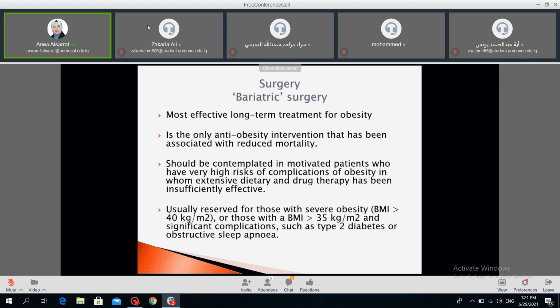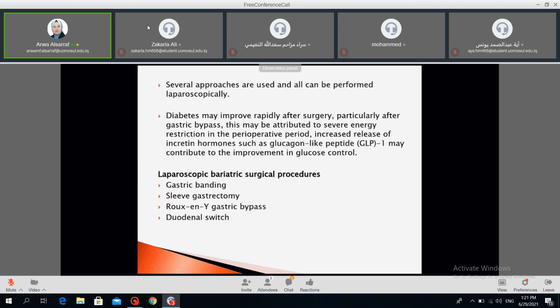Several approaches are used and all can performed by laparoscopy. فممكن تنعمل laparoscopically. مثل ما ذكرنا قبل شوية is very important that diabetes may improve rapidly after surgery, and particularly if the gastric bypass type, and this may be attributed to severe energy restriction and also increased release of incretin hormone اللي هو يشبه يعني أمثلة عليه وهي الجلوكاجون لايك بيبتايد اللي قبل شوي حكينا عنه GLP-1 اللي هي أشقد تزيد أشقد تكون decrease the weight. And this may also improve glucose control because مثل ما قلنا راح يزيد الانسولين وتقلل الجلوكاجون اللي هو يرفع السكر.